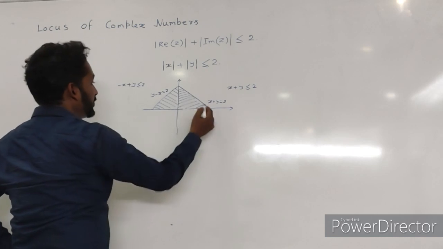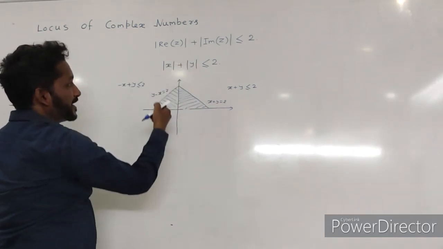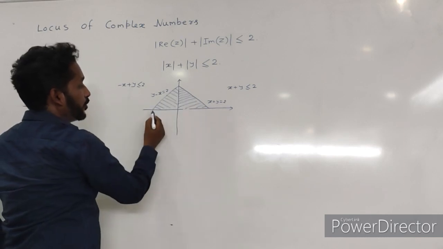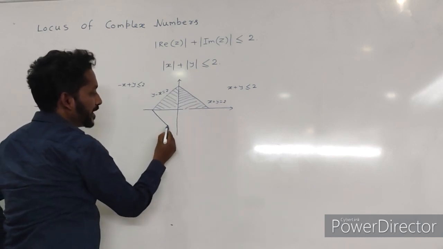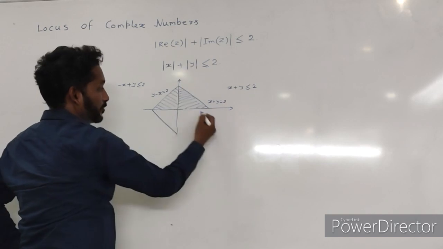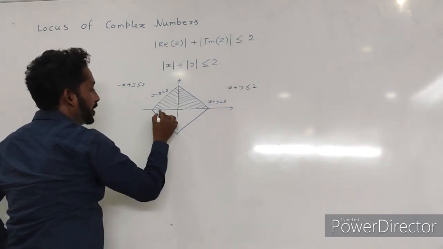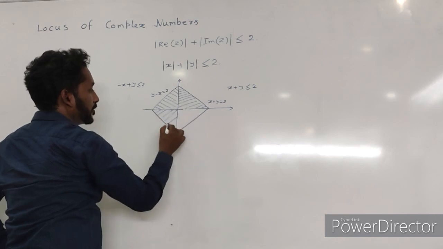Now for the third and fourth quadrant, we can just take the mirror image of this one, since we have mod y here. So here whatever we have drawn, we can just take a mirror image of that due to modular sign in y. And finally, this should be the equal area.